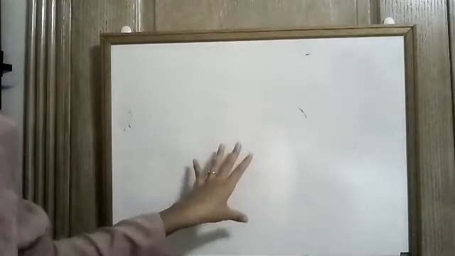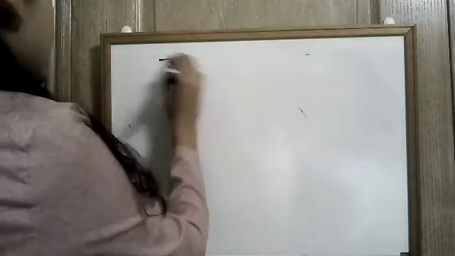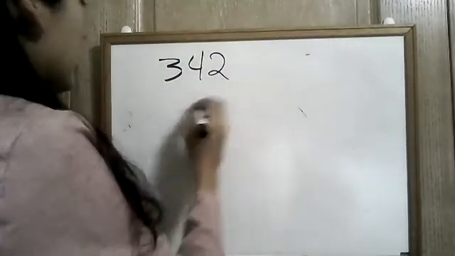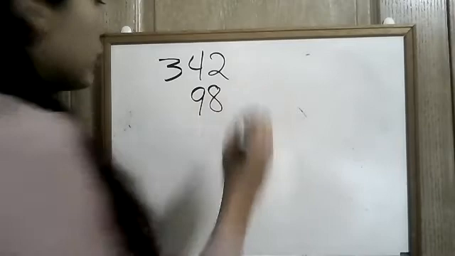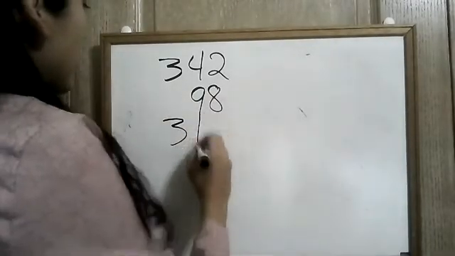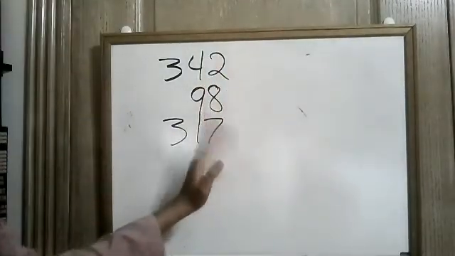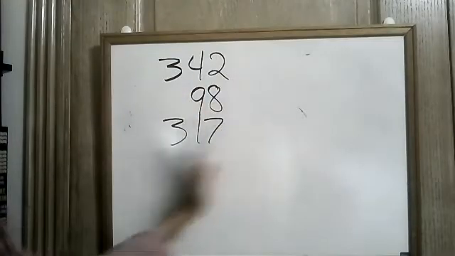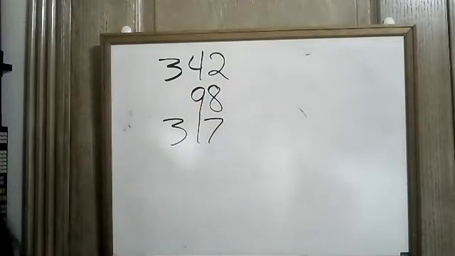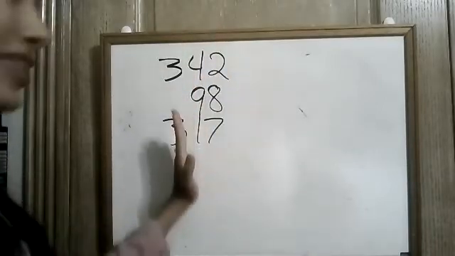Okay. So next up, we're going to be doing something called comparing and ordering values. With this, we're going to have different numbers. So let's say I have 342, 98, and 317. If you notice, I lined them all up, not from left to right, but from right to left. Those of us with OCD might want to do it the other way, but there's method to this madness.